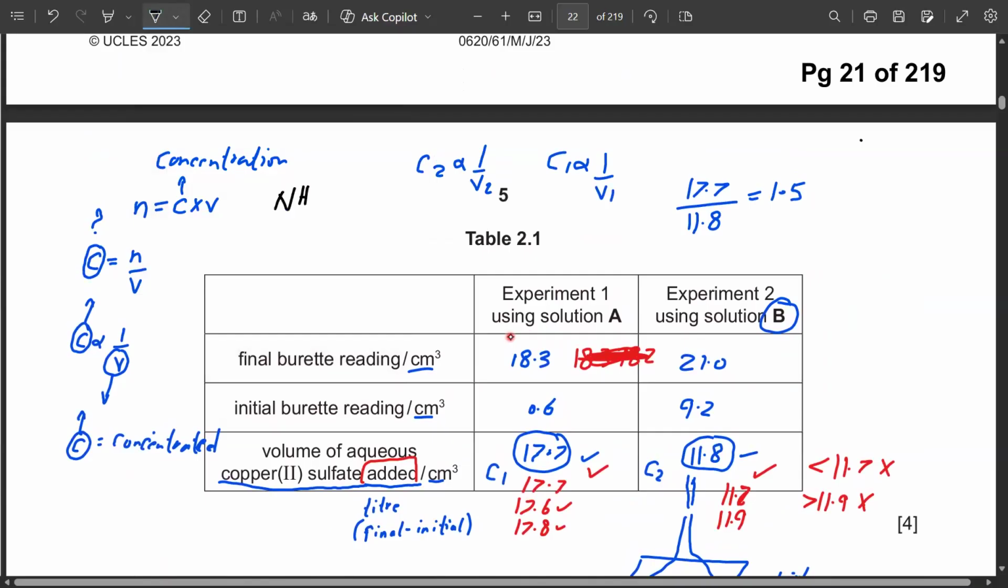Ammonia added was 25 cm cube, and copper sulfate, which is CuSO4, added was 17.7 cm cube. Now the question says, what if you used 10 cm cube here? Then how much volume of copper sulfate would be obtained? So simply we are doing the ratio, and you remember the steps I explained in the theory. We do the cross multiplication. So X will be equal to 10 times 17.7 divided by 25.